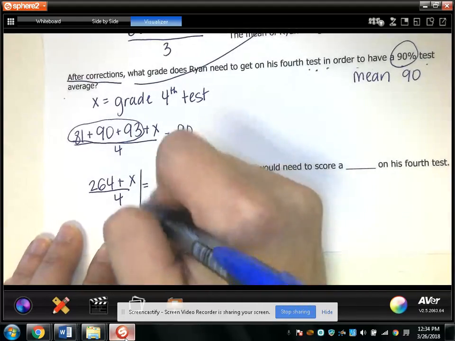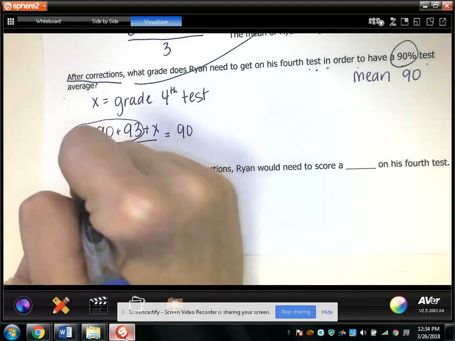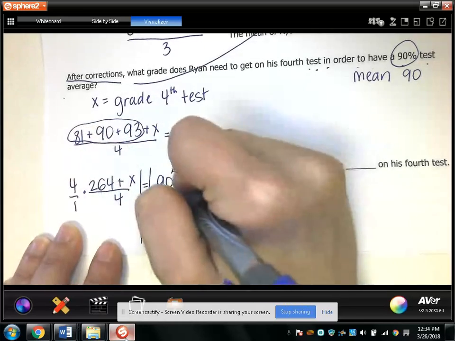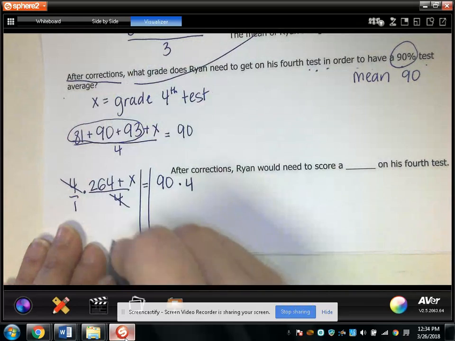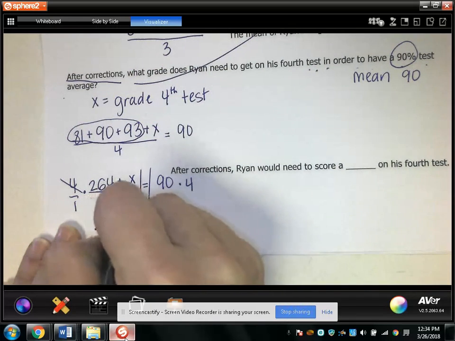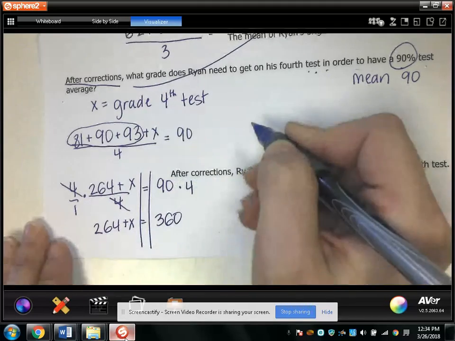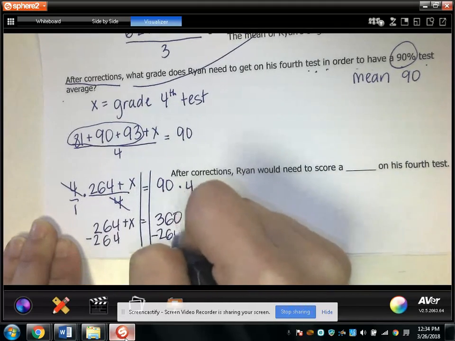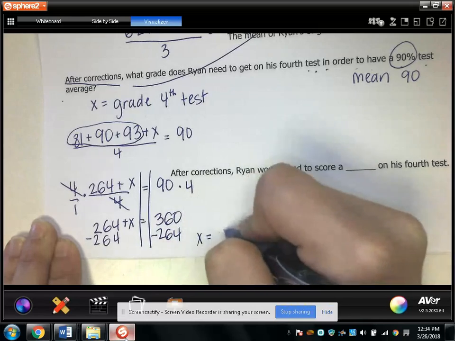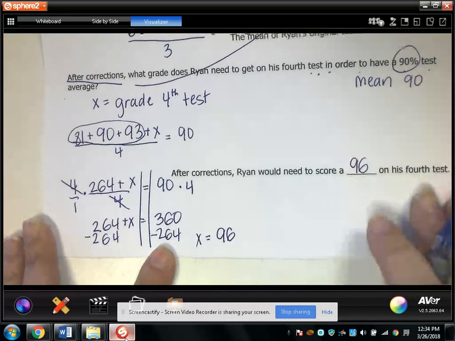So I'm going to start solving this by noticing that everything over here is being divided by 4. So I'm going to multiply by 4 on both sides. These 4's can simplify, and I have 264 plus X equals 360. Subtract 264 from both sides. X equals 96. So his last test score would have to be a 96.